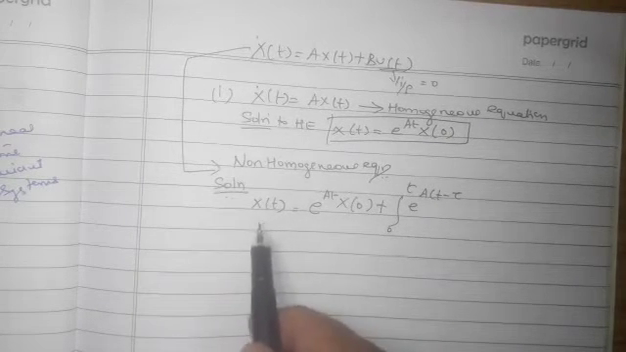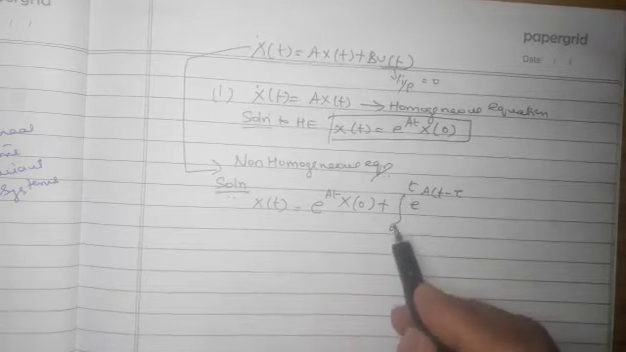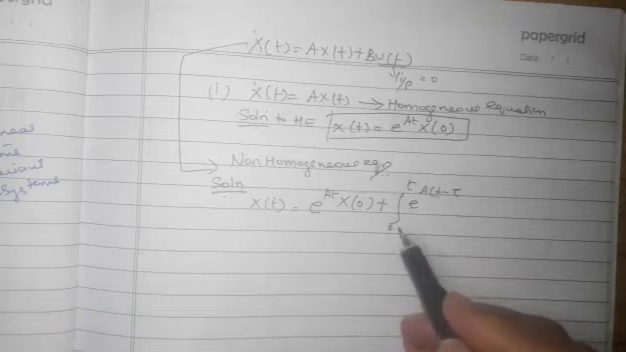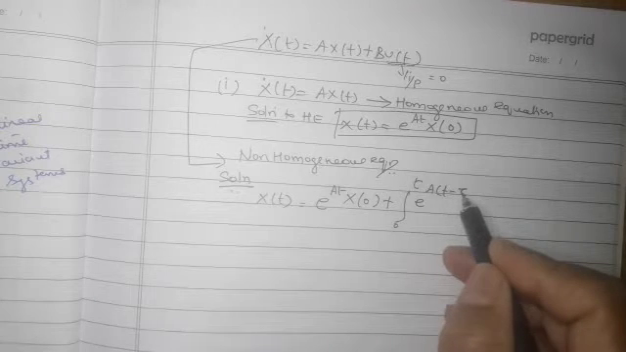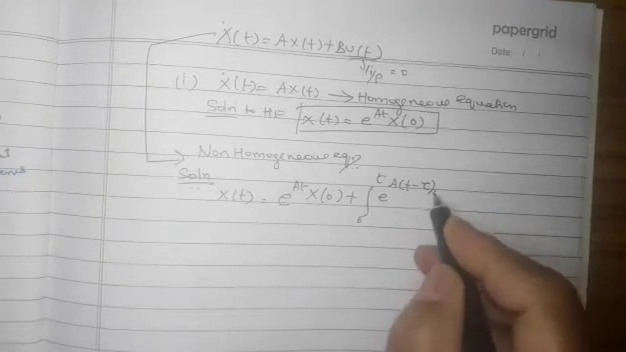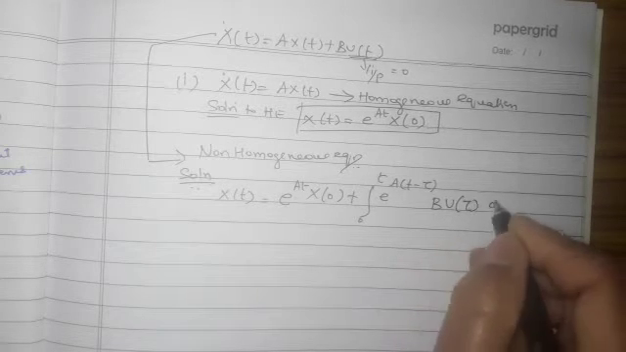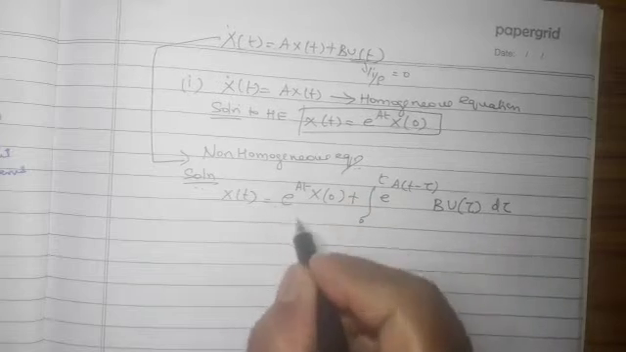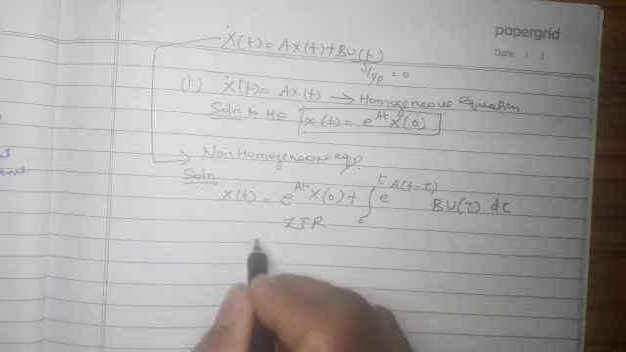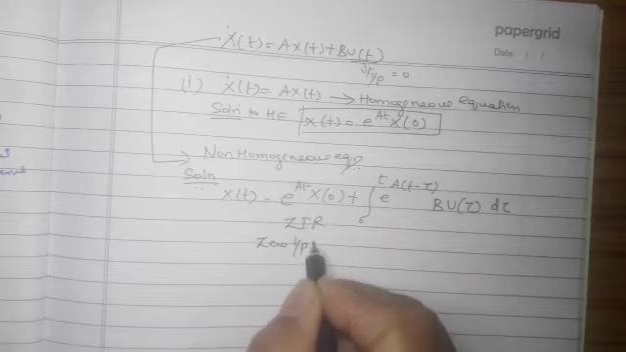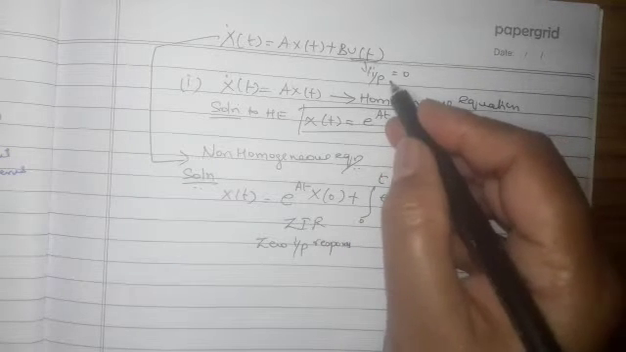and the solution for that is given by x of t is equal to e to the power At into x of 0 plus integral 0 to t e to the power A of (t minus tau), okay, t minus tau, into Bu of tau d tau, where this first part, e to the power At x of 0, is termed ZIR. ZIR means zero input response. This is with respect to me making the input go to 0.